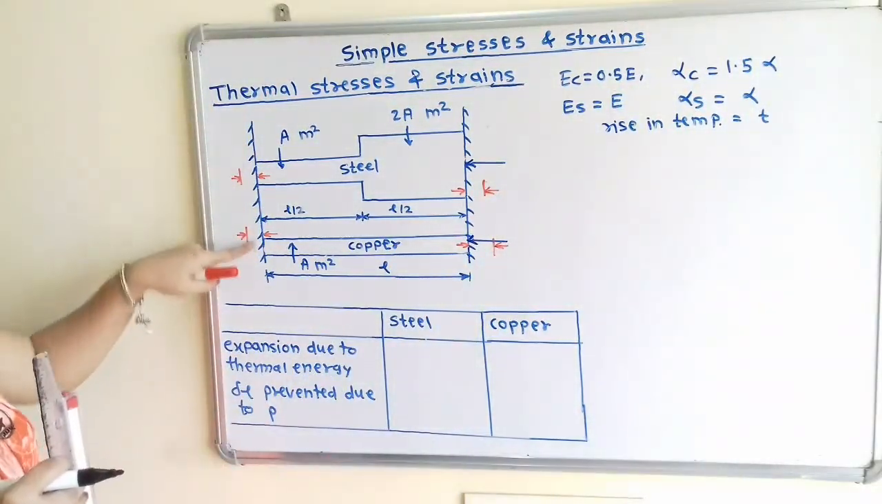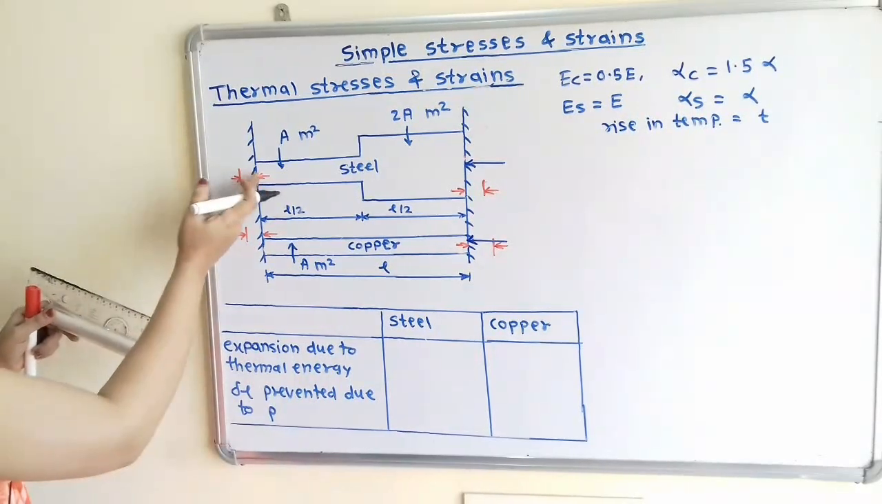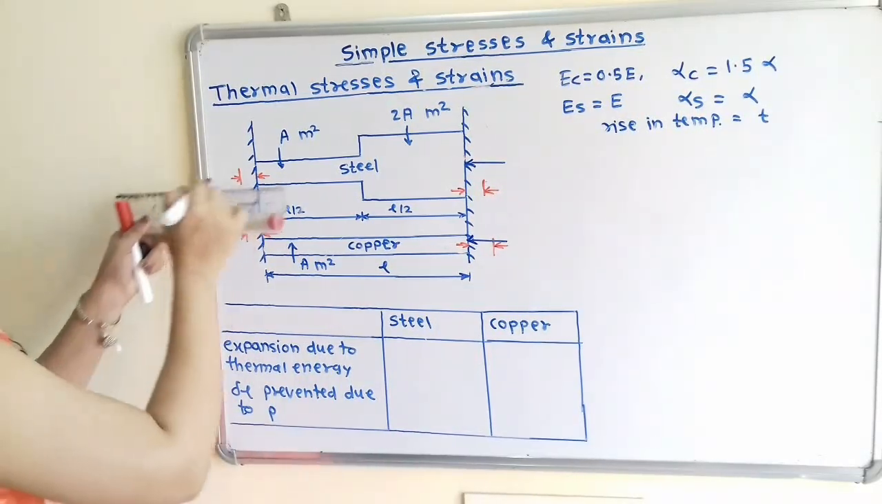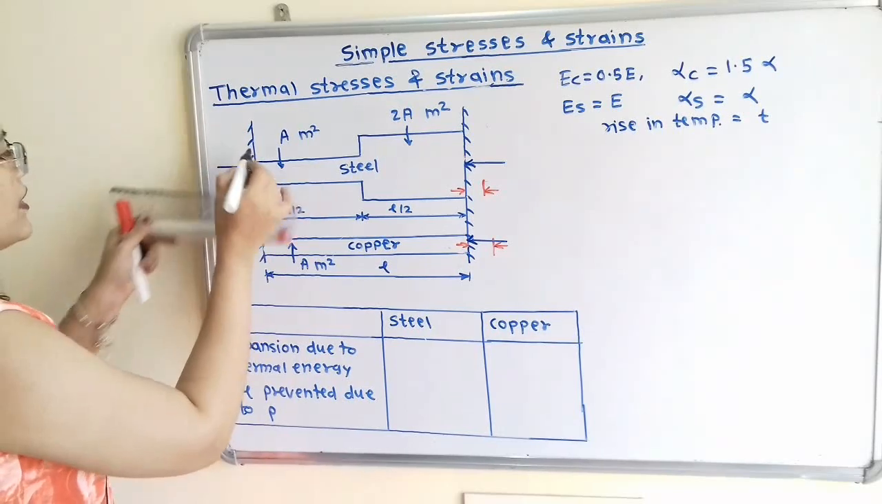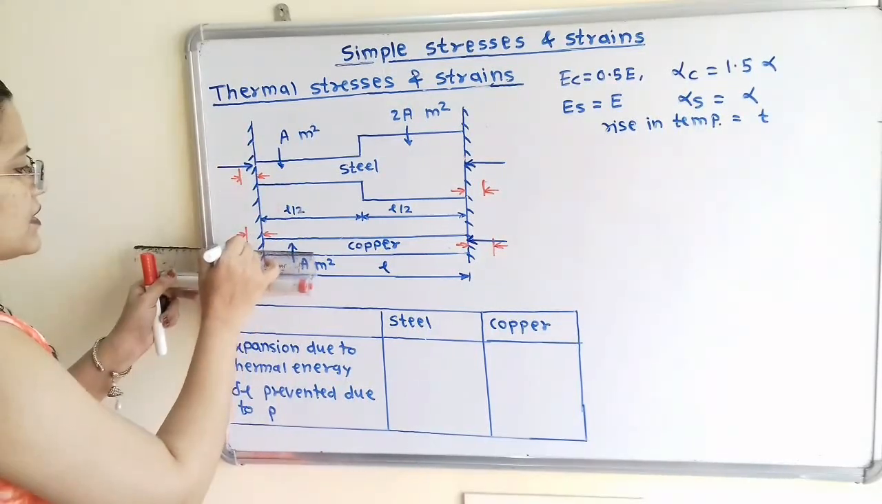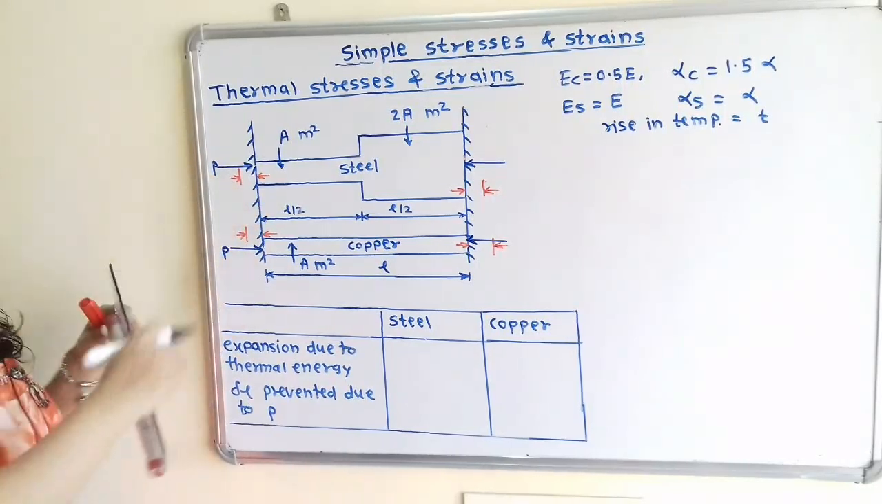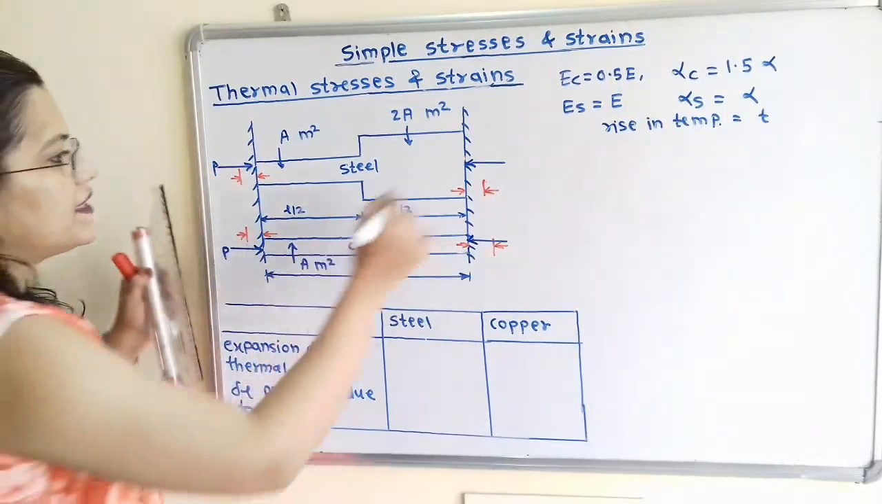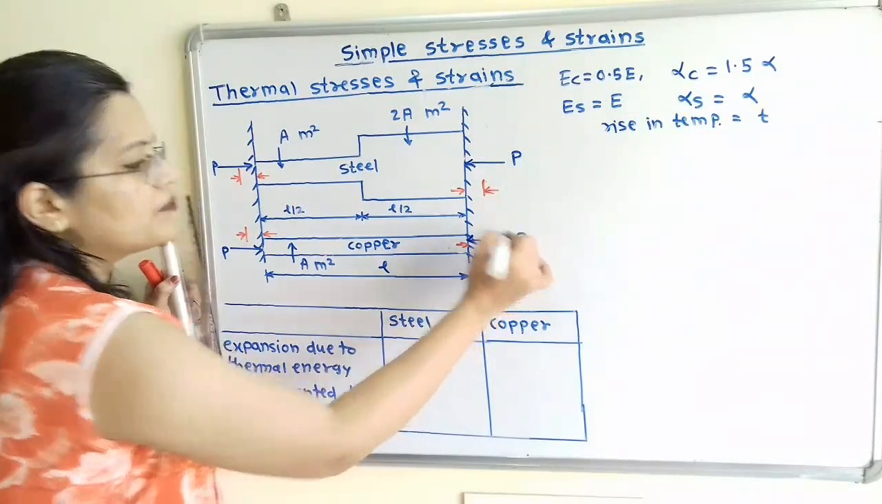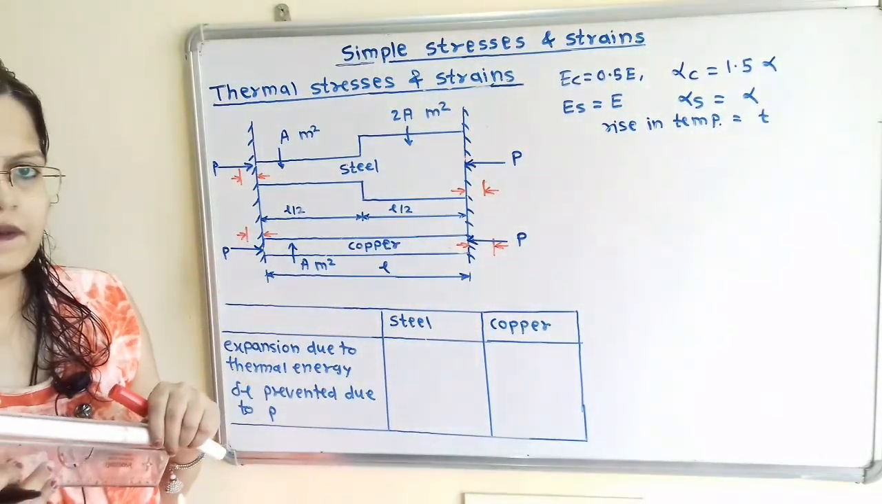Now in the same way we have to show on the other side. So extension is towards the left hand side, so we have to show the applied force towards the right hand side. So this compressive force P is of equal magnitude but opposite in direction.